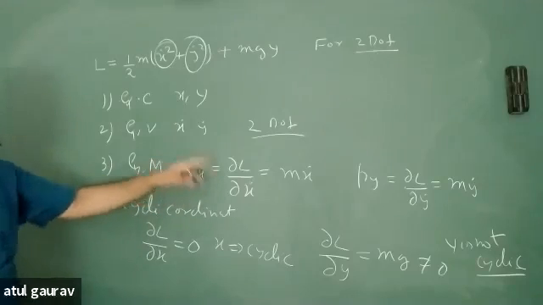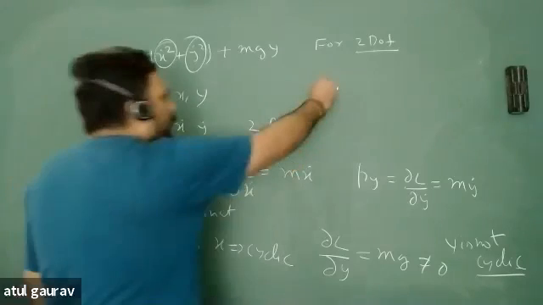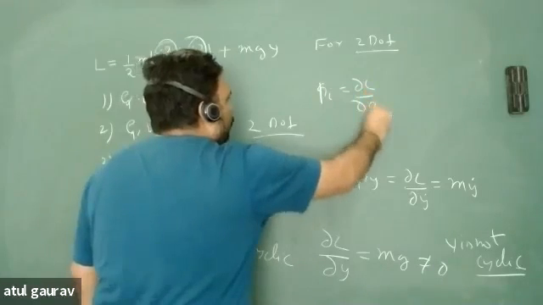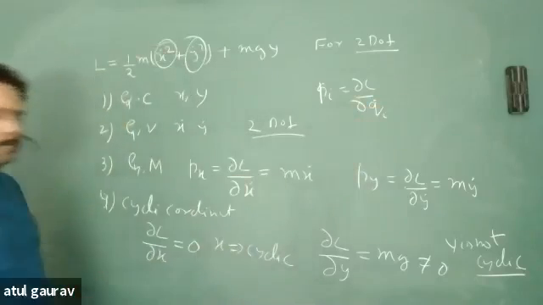We are using all the definitions. What is Pi? Pi is nothing but del L upon del Qi dot. Then it is very simple.